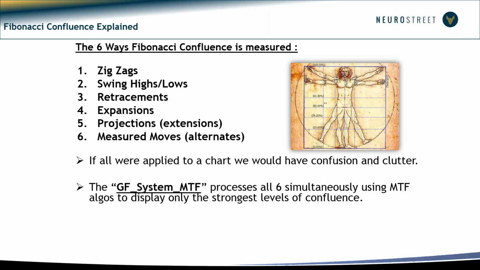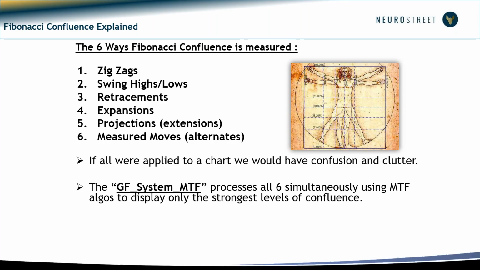Now, let me kind of explain what we're doing with Fib Confluence. We're using 6 measurements of Fibonacci. So whenever we see a chart with a Fib level on it, which we're gonna spend a lot of time looking at charts, I just want to explain some of the context first, so the theory's out of the way.